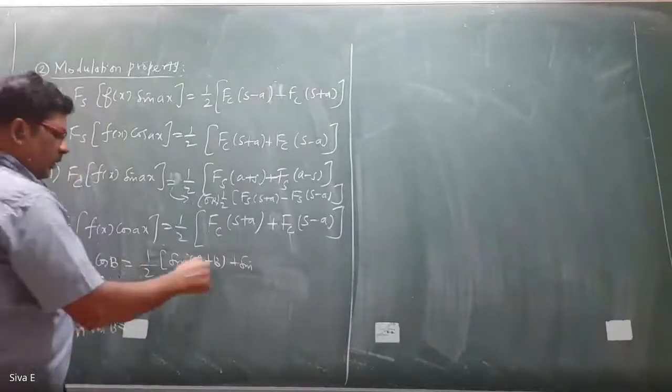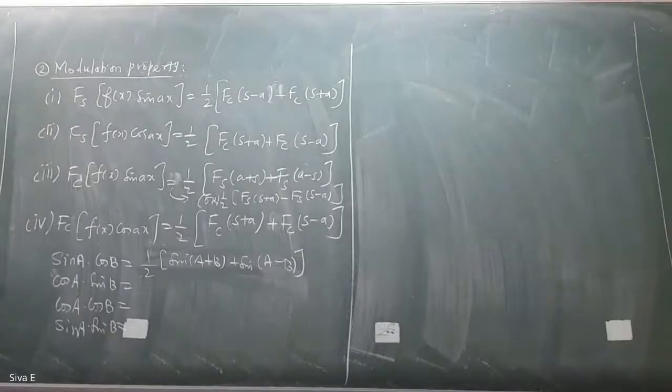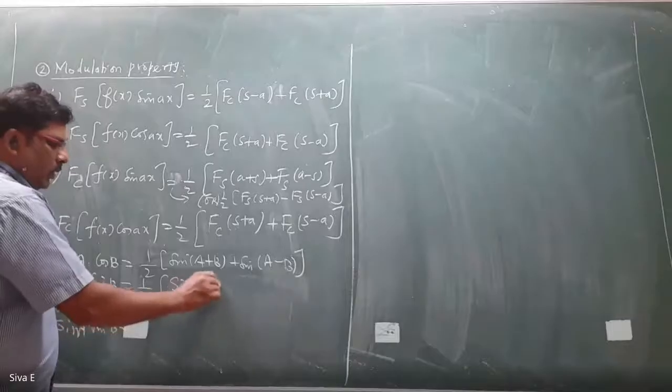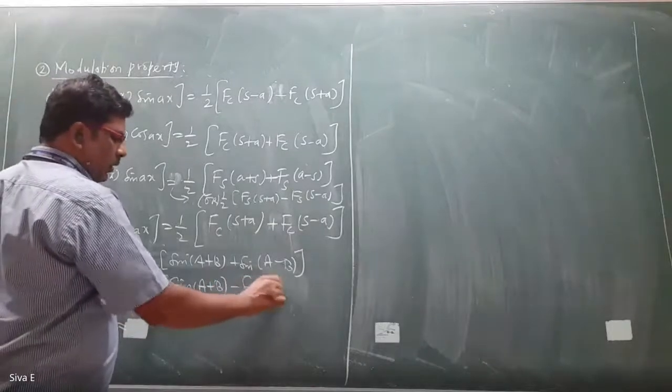Half sin A plus B plus sin A minus B. That is for cos A sin B. Half sin A plus B minus sin A minus B.